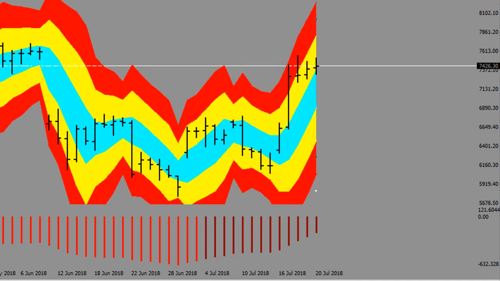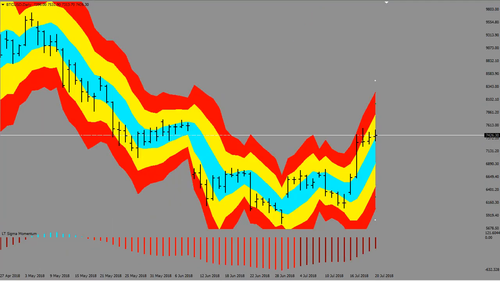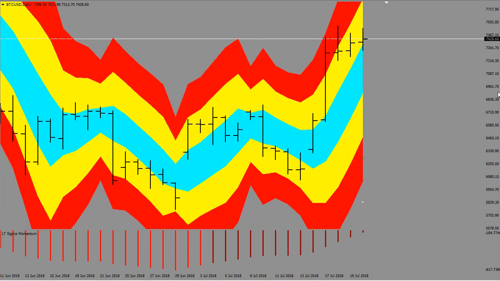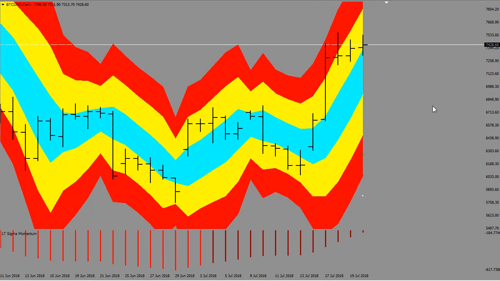And by the way, just to let you know that Sigma is a mathematical computation. It's an actual mathematical term. And again, I'll do another video on this separately. I don't have time for it right now. But it's a very useful and a very powerful indicator when used.